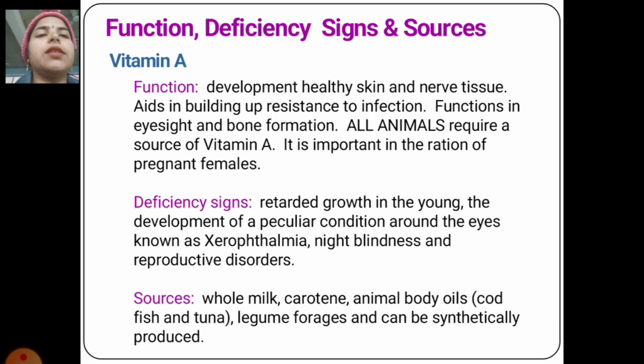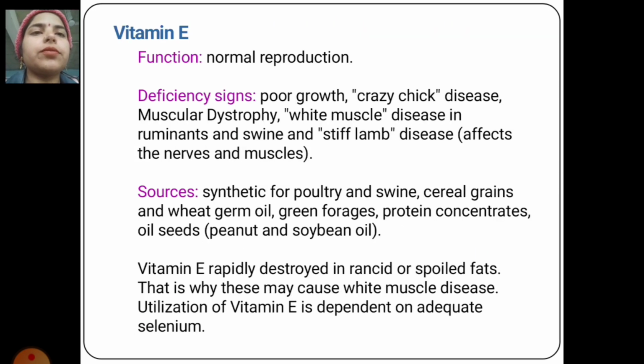Next are the deficiency signs: retarded growth in the young, the development of a condition around the eyes known as xerophthalmia, night blindness and reproductive disorders. Next are the sources: whole milk, carotene, animal body oil, cod fish and tuna, legumes, and it can be synthesized.